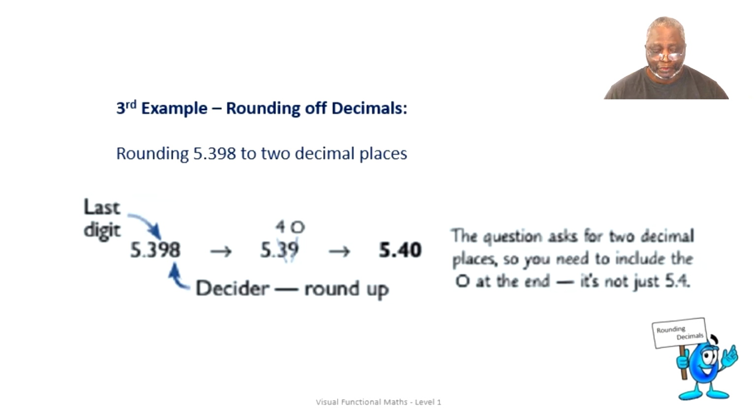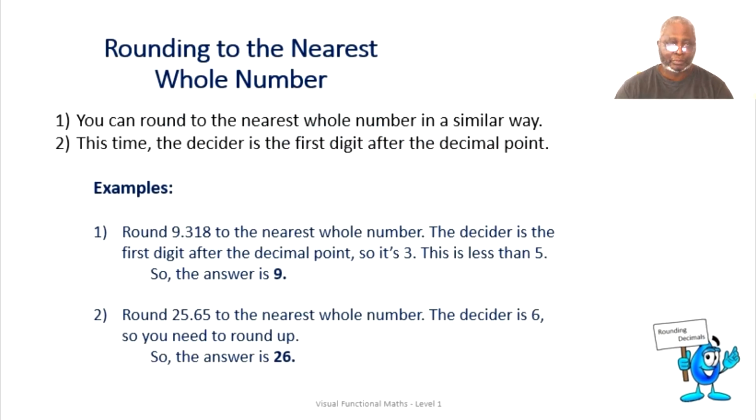But if you look at the notes there, the question asked for 2 decimal places. So you need to include the 0 at the end. Okay, that is because the question asked for 2 decimal places. If it had not, then you can leave it like that.